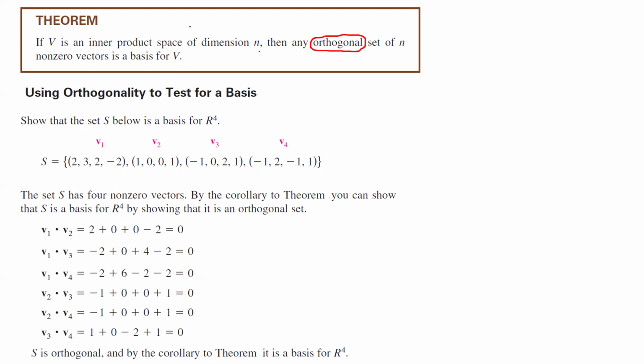So please note that when you have dimension n, you have exactly the same number of vectors. If it's dimension 2, you must have 2 vectors. If the dimension is 3, you must have 3 vectors. If the dimension is 4, you must have 4 vectors. And as long as they are orthogonal to each other, it forms a basis. So it gives us a very nice criterion to check to see if you have a basis or not.